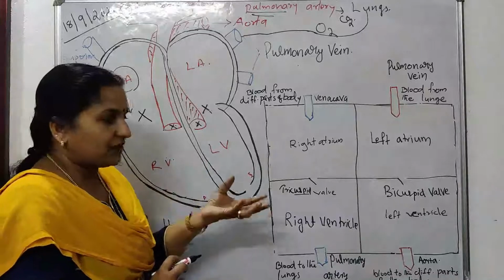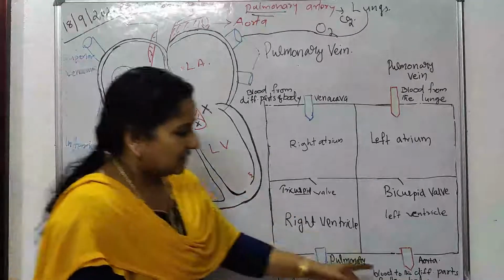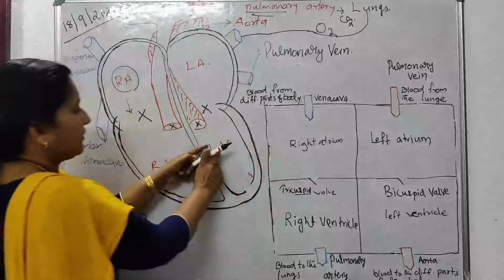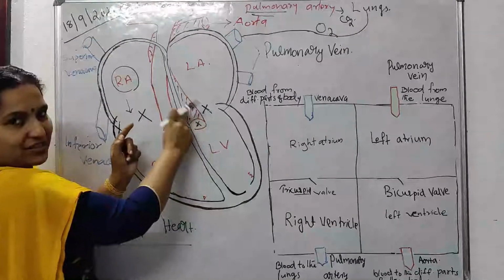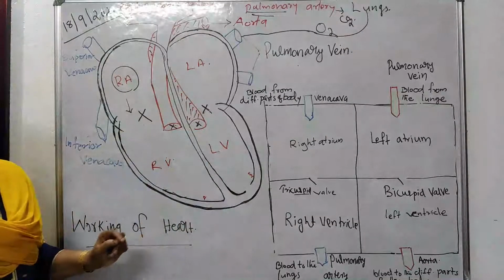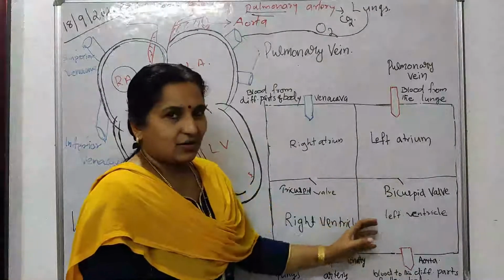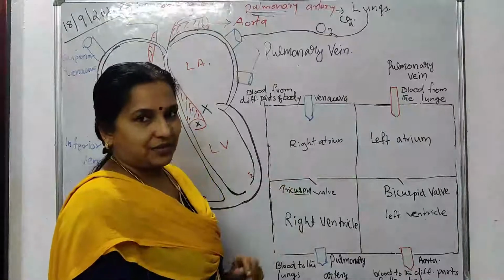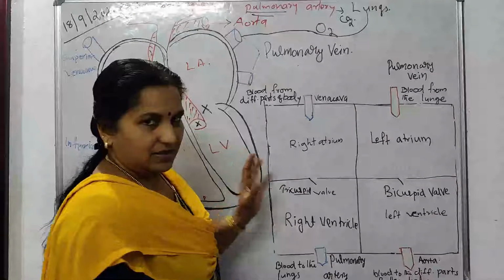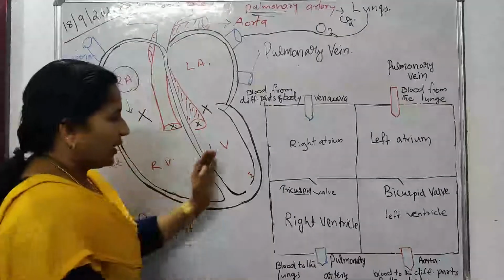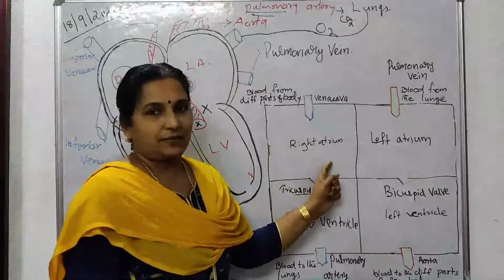So here, pulmonary vein. See, from the left ventricle, which blood vessel carries blood from the left ventricle to different parts? That is aorta. See, here from the left ventricle, that blood vessel is aorta. Okay, so this is the structure. While studying the working of the heart, you can use this flow chart to study.